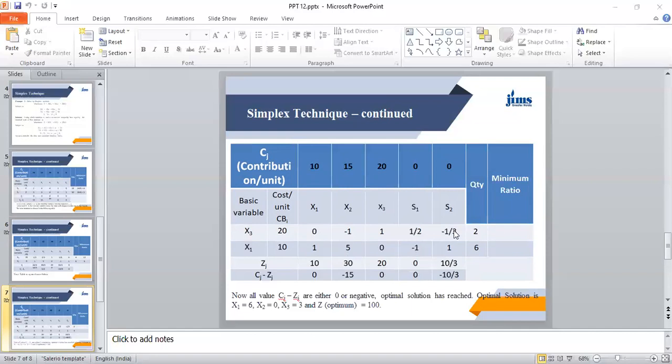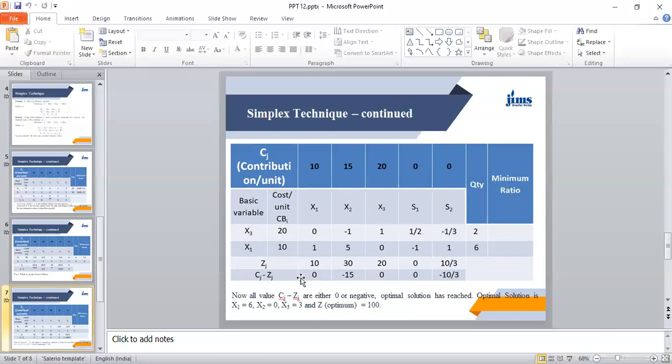Similarly, minus 20 by 3 plus 10. So it will become minus 10 by 3. This will actually be minus 10 by 3, I have forgotten to mention it here. Minus 20 into minus 1 by 3 is equal to minus 20 by 3 plus 10. It means minus 10 by 3.